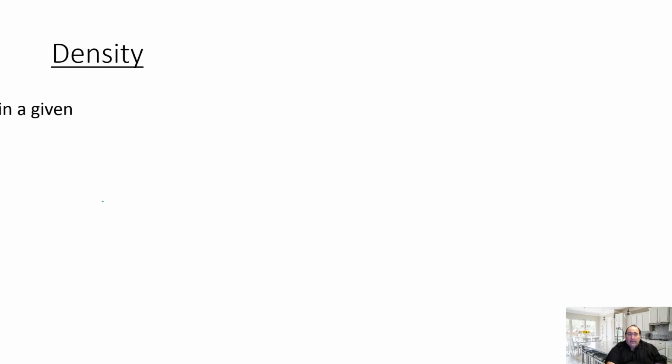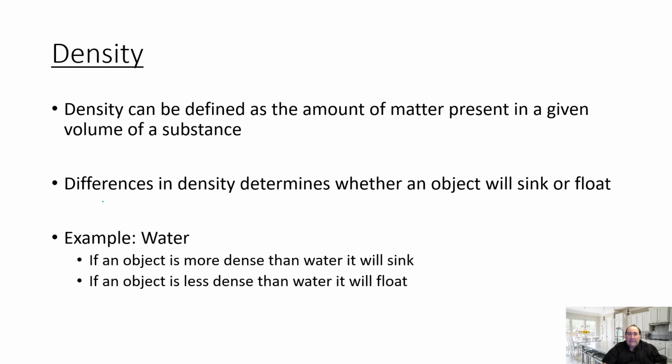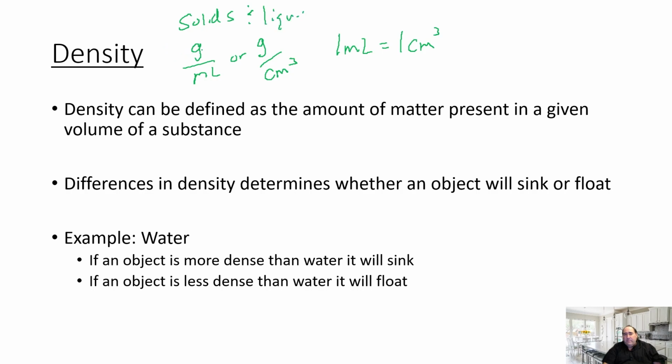All right, the next thing we're going to talk about here is density. And density can be defined as the amount of matter that's present in a given volume. Density has several units, grams per milliliter, or grams per cubic centimeter. And remember, as we talked about, 1 milliliter is the same as a cubic centimeter. This is typically the units that you see for solids and liquids. Actually, gases will have slightly different units. Grams per liter is typically the units that we see.